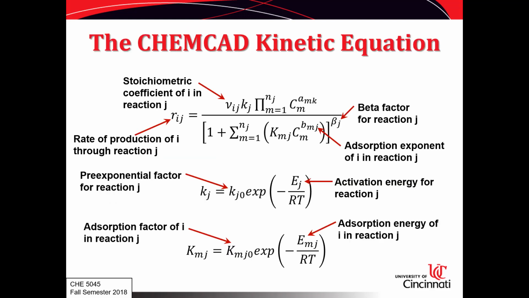CHEMCAD does its kinetic calculations based on the rate equation you can see here. In the rate equation, we've got the reaction rate on the left side. We're including the stoichiometric coefficients. We've got a rate constant, K sub j. And you can see in the numerator a product of compositions to powers, which is the form you're used to seeing. The A superscript would be 1 for a first order reaction, 2 for a second order reaction, and so on. We'll talk more about the meaning of those terms in the denominator later. But for the first example, those won't show up at all.